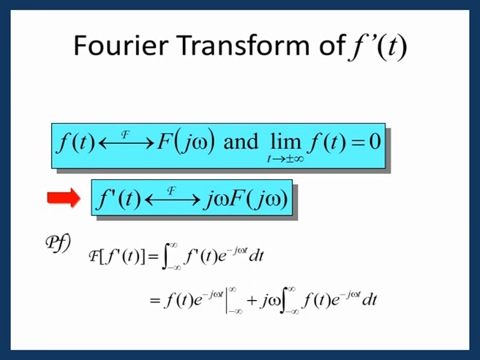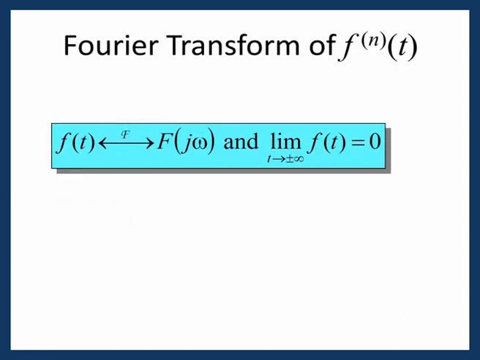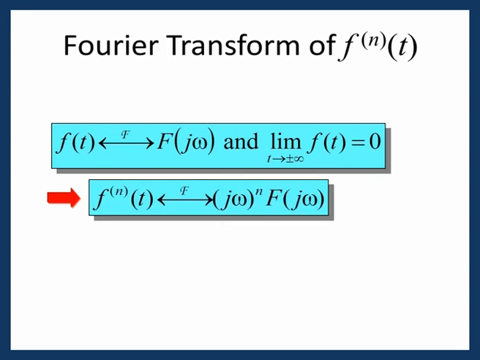Similarly, I can extend this to the nth derivative. The same conditions exist here. So, what will be the nth derivative? That will be equal to (jω) to the power of n times F of jω. So, n can be 2, 3, 4, or any number. Whenever I have the nth derivative, the formula is (jω)^n F of jω.